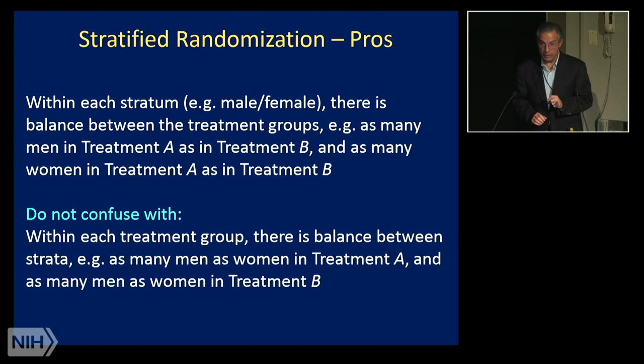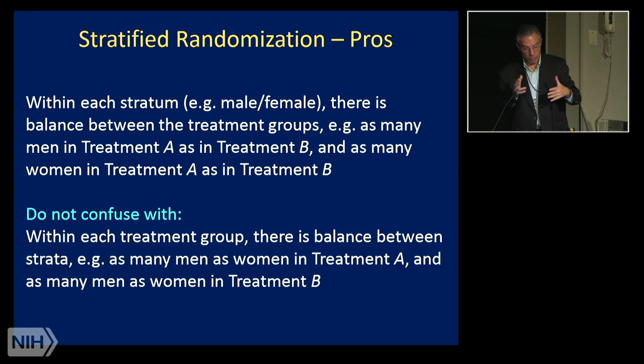We are not saying that within each treatment group, there is a balance between strata. In other words, there is as many men as women in A and as many men as women in B. We are not saying that because just the people who want to join the trial, there may be unequal number of men as women, and you can't force it to have the same number of men as women in A and men as women in B. All you're doing is equalizing the women between A and B and the men between A and B.